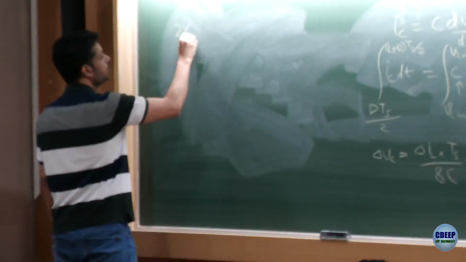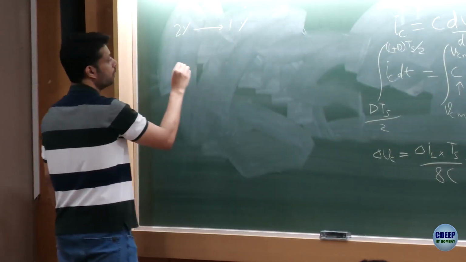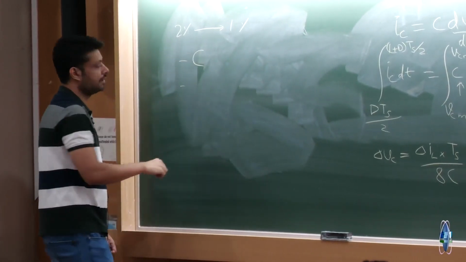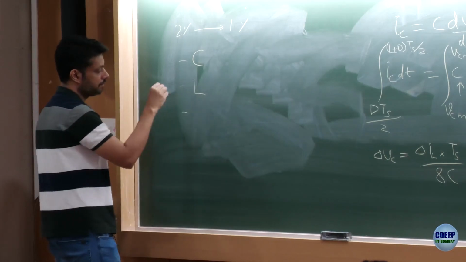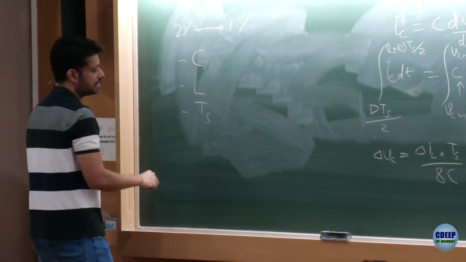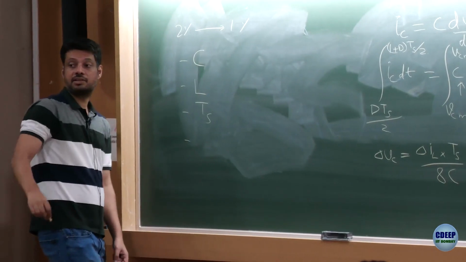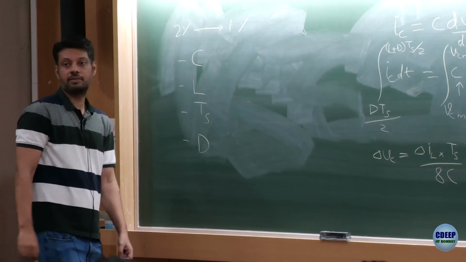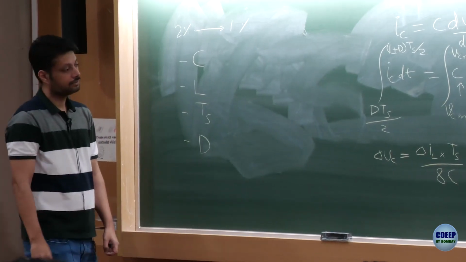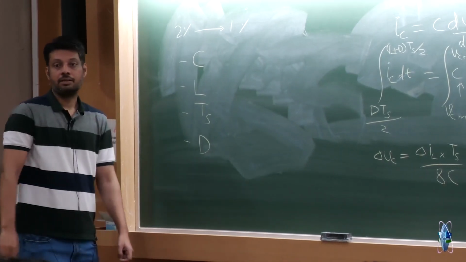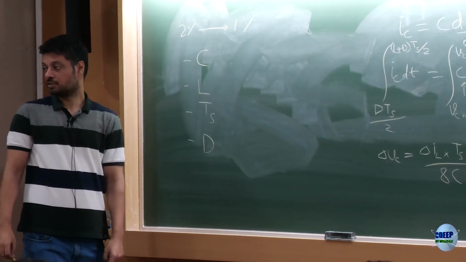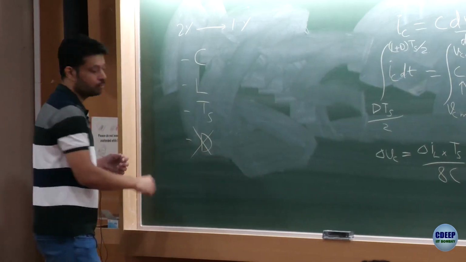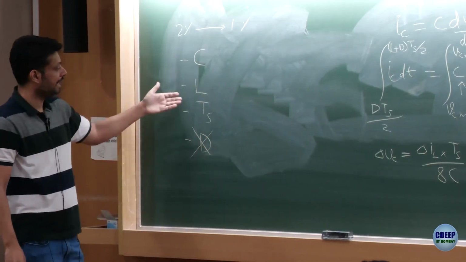So what will you change? C value you can change. What else? L. What else? Ts. What else? D. Yeah, so you cannot change D, right? Because if you change D, then the output and input voltages will also change. That you don't want. So D is ruled out. So you have options of C, L and Ts.